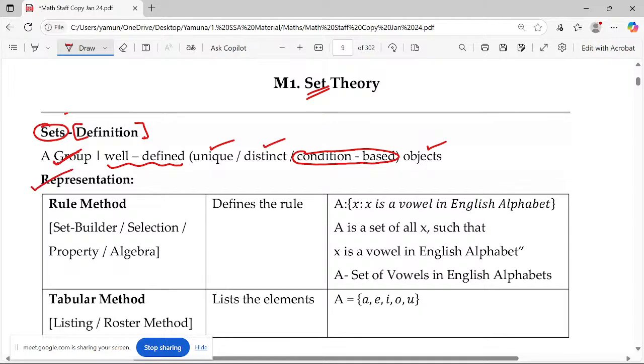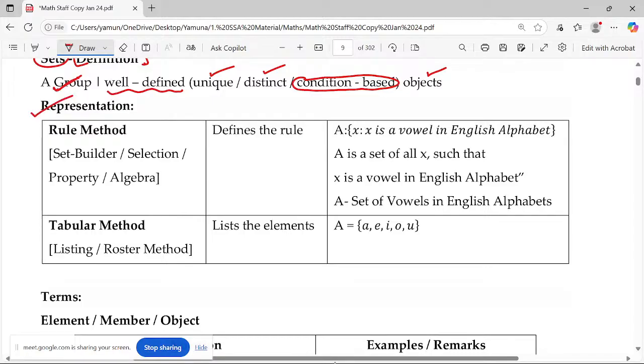Two modes we can represent a set. One is by rule method and another one by tabular method. The alternate name for rule method is set builder method, because this set is built because of this rule. Because of this rule, you make the selection of what type of object should be present in the set, so I can call this a selection method. Or it satisfies a particular property, so you can call this the property method. It defines the structure of the set, so you can call this the algebraic method.